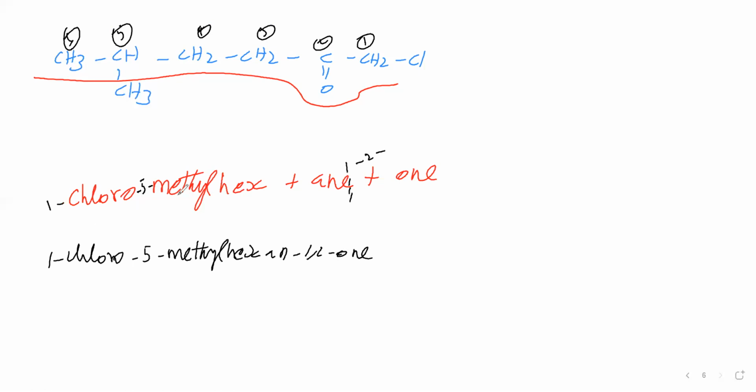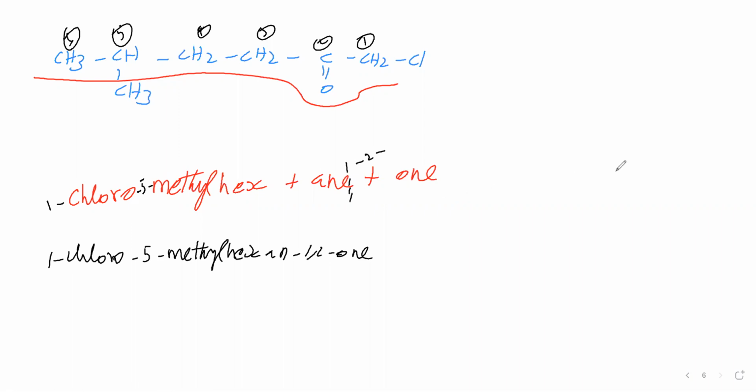Here chloro and methyl, both are prefixes, both are branches. Which name has to come first? Chloro has to be written first, methyl next. Why? Because chloro has first letter C, methyl has first letter M. Alphabetically, C comes first, M comes next. Therefore chloro first, methyl next. Like that we have written.